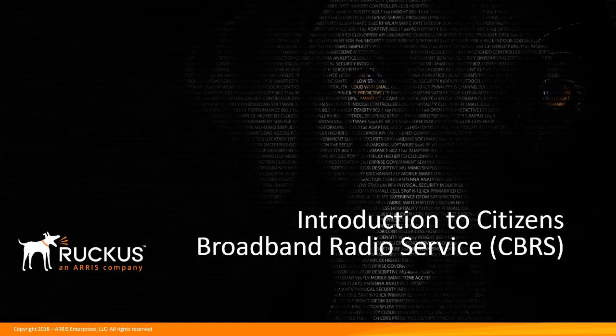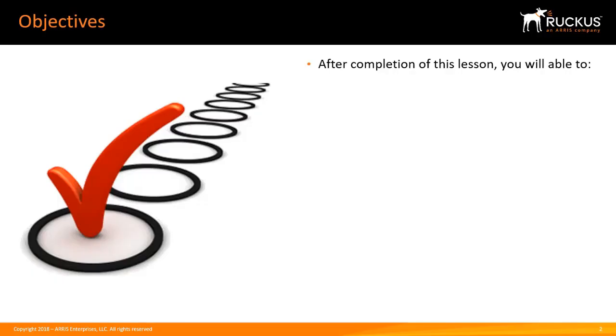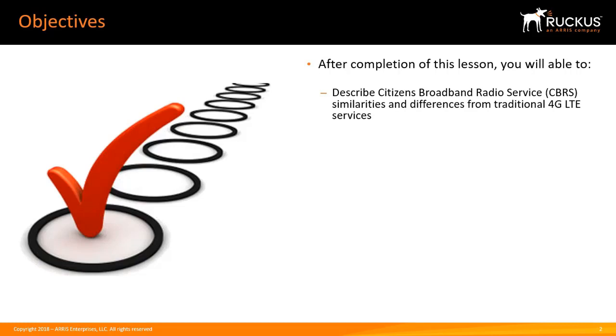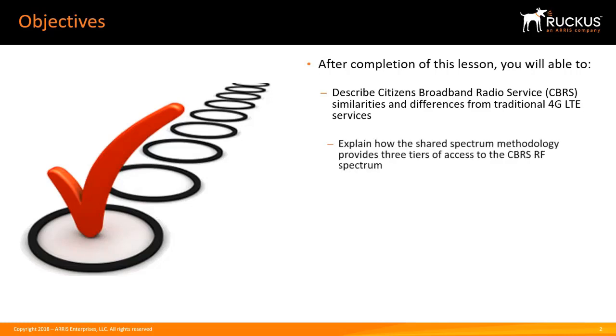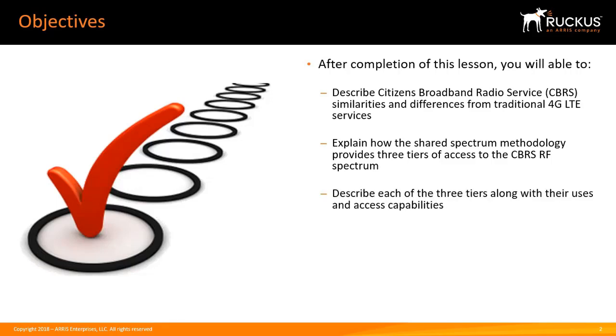This lesson is an introduction to the Citizens Broadband Radio Service, abbreviated CBRS. After the completion of this lesson, you'll be able to describe Citizens Broadband Radio Service similarities and differences from traditional 4G LTE services. Explain how the shared spectrum methodology provides 3 tiers of access to the CBRS RF spectrum. Describe each of the 3 tiers along with their uses and access capabilities.